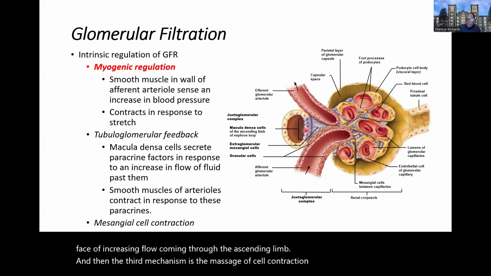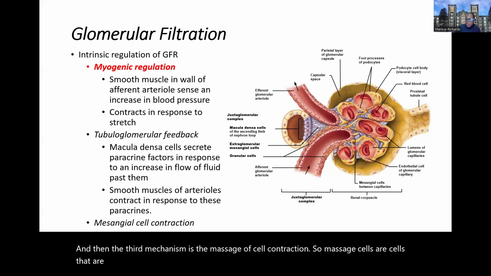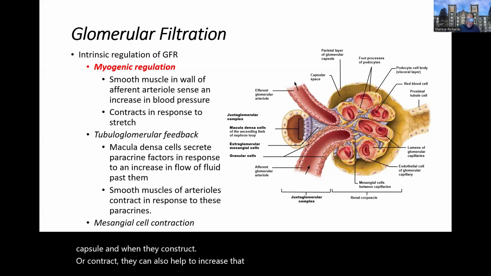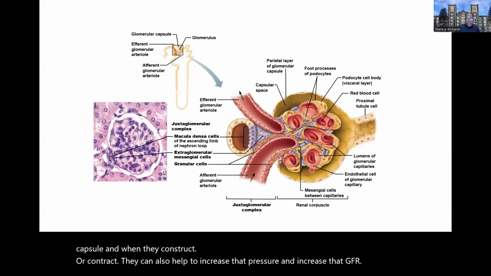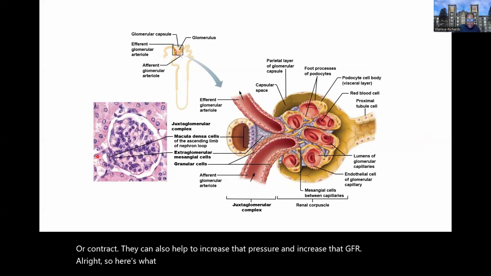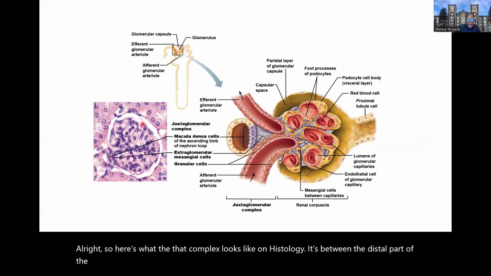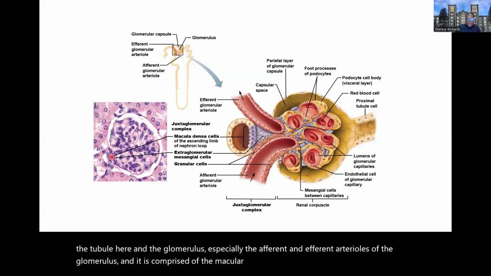Mesangial cells are cells surrounding the capillaries. They're found in between the capillaries of the Bowman's capsule, and when they constrict or contract, they can also help to increase the pressure and the GFR. All right, so here's what that complex looks like on histology. It's between the distal part of the tubule and the glomerulus, especially the afferent and efferent arterioles. It is comprised of the macula densa cells of the ascending loop and the extraglomerular mesangial cells.